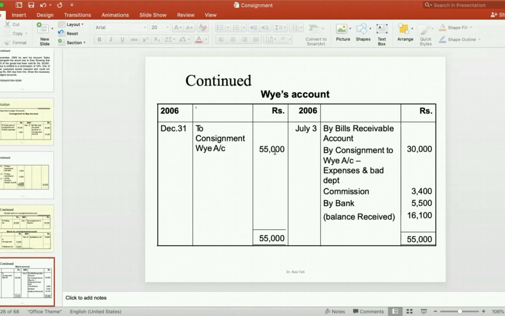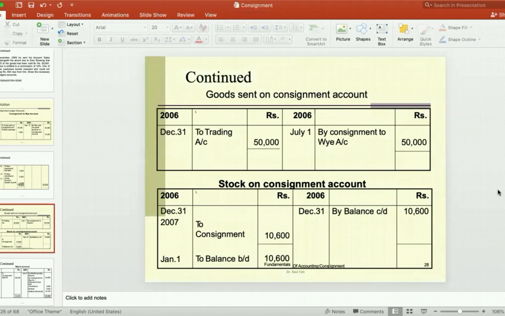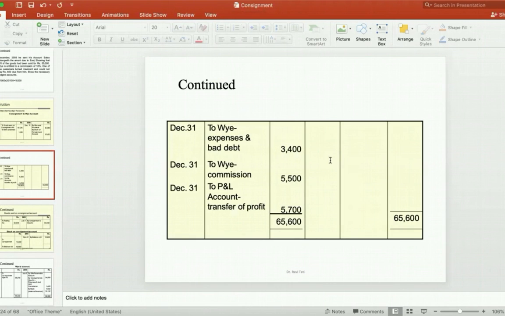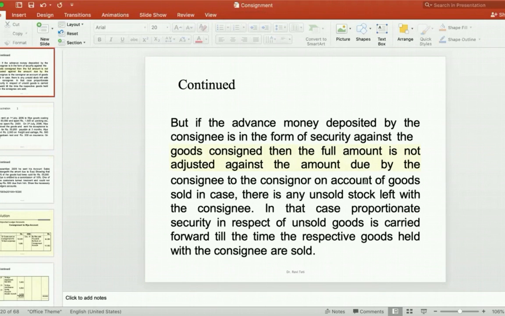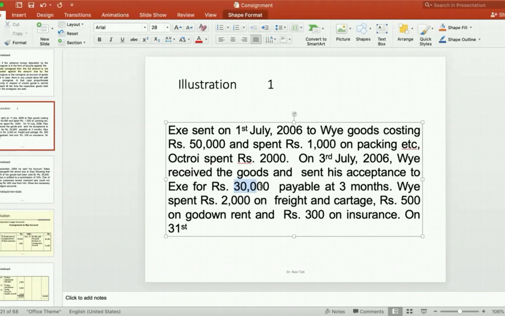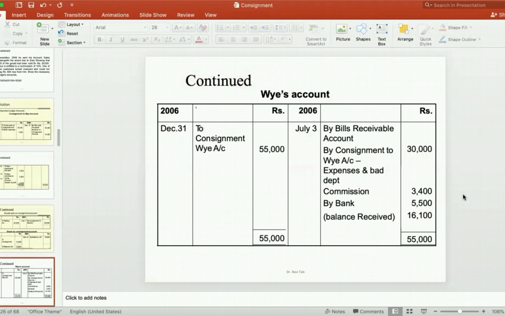And similarly, all expenses. Look at this. He has spent expenses, including bad debts, 3,400. And he has also made some deposit, 30,000. So this 30,000 we will bring and drop here.